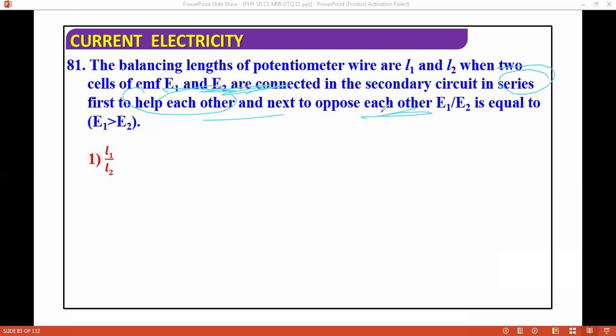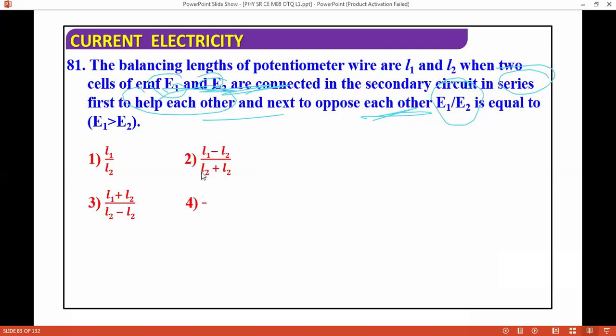Okay, and next to oppose each other. So E1 by E2. In the first case, the EMF of the two cells is E1 and E2. The question is asking us what is E1 by E2. This is a good question.